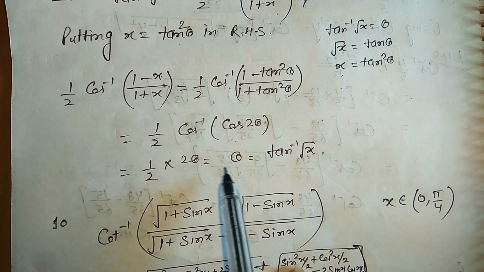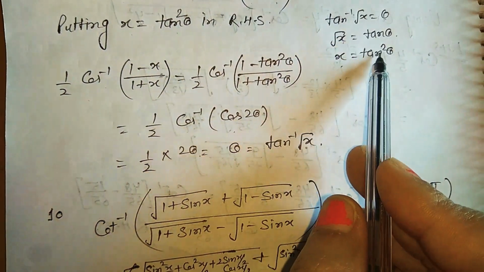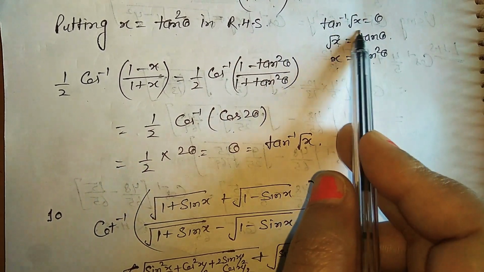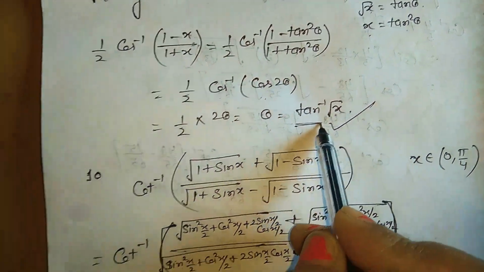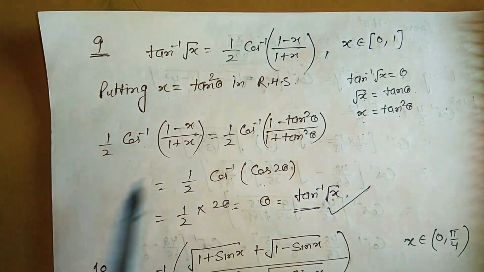2 cancels with 2, it will be theta. And we know that theta is tan inverse root x. So this is equal to the left hand side. Hence proved, this is equal to this.